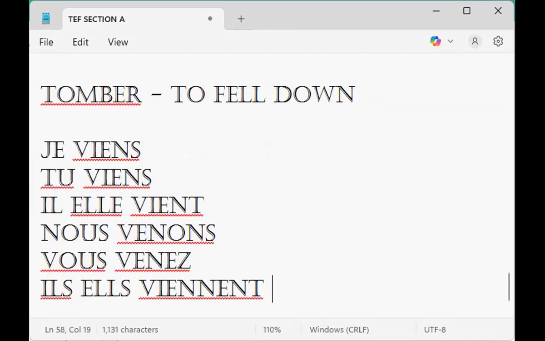Repeat please. Venir verb conjugation. Speak up. Venir present tense. Je viens, tu viens, il vient, elle vient, nous venons, vous venez, ils viennent, elles viennent.